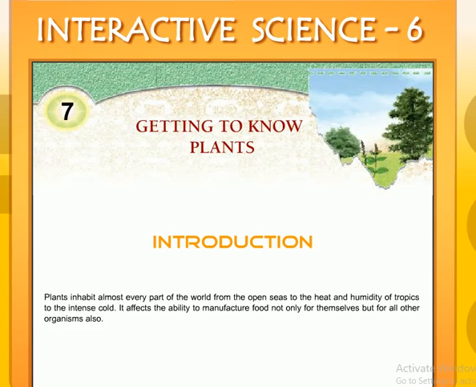Plants inhabit almost every part of the world, from the open seas to the heat and humidity of the tropics to the intense cold. It affects the ability to manufacture food not only for themselves but for all other organisms too.